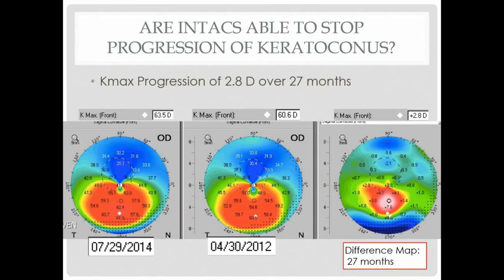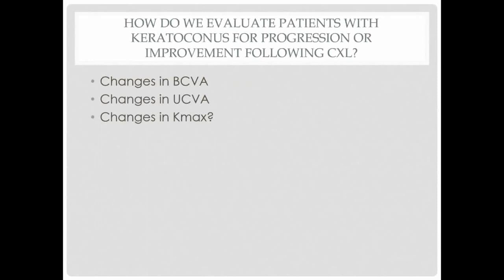So again, this is a patient, he's in his 40s. Sorry, the age is not there. I'm pretty sure he's in his 40s. So I know him personally. You can see that there's significant progression over this time period. So, patients with intacs who have not had cross-linking can benefit from cross-linking to stabilize the cornea.